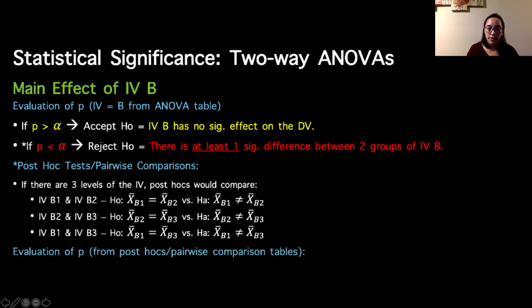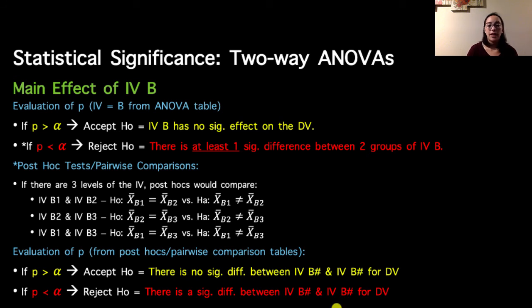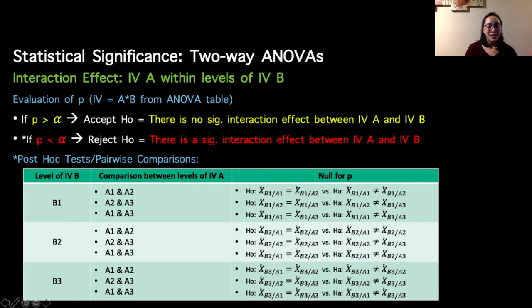We get p-values for each of those pairwise comparisons, and then we can determine, do we accept the null and say there's no significant difference between those pairs, or do we reject the null and say that there is a significant difference between the pairs? Okay, so that's for our independent variables, or the main effects of each independent variable. The pairwise comparisons is where we get fun.